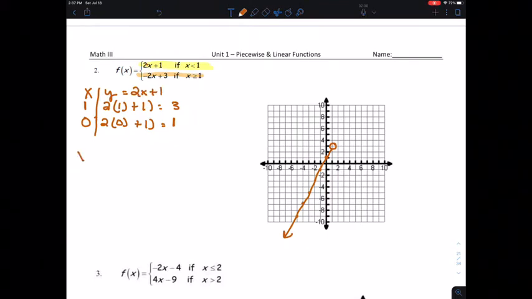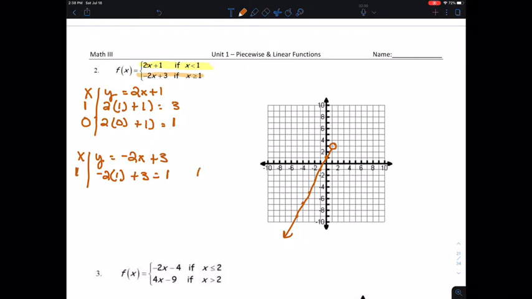And then to do the next one, so this was y equals 2x plus 1. And now we're going to do another chart for -2x plus 3. So where are we going to start? We're going to start on the endpoint, which is 1. So that is -2 times 1 plus 3, which is -2 plus 3, 1. So we have the point 1, 1.